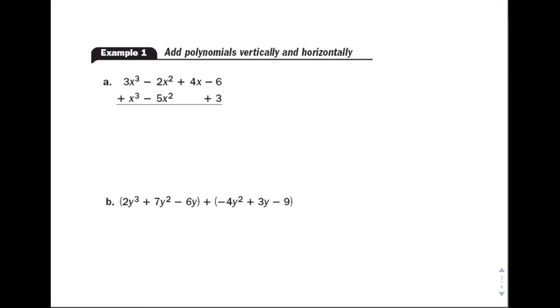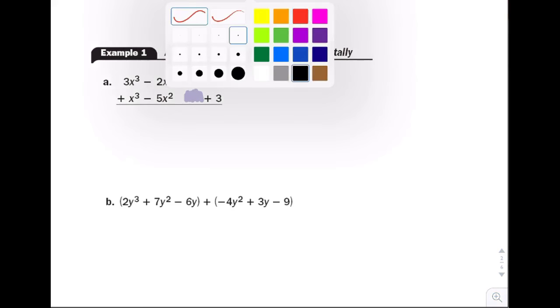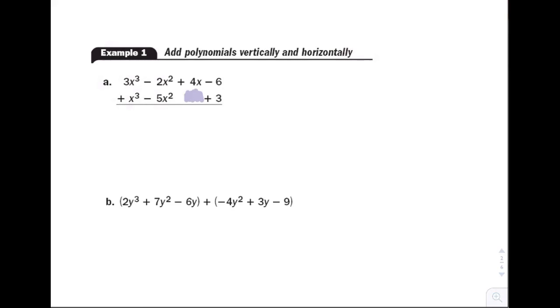The first way is to do them vertically, as shown here in example A. So you've got 3x cubed, and then right underneath it is 1x cubed. We want to think of the powers as places, like the ones, the tens, and so on. And so we line those up on purpose. We've left a blank right here because there is no x term in my second polynomial. And now we're just going to add them. So 3x cubed plus 1x cubed is going to give me 4x cubed.